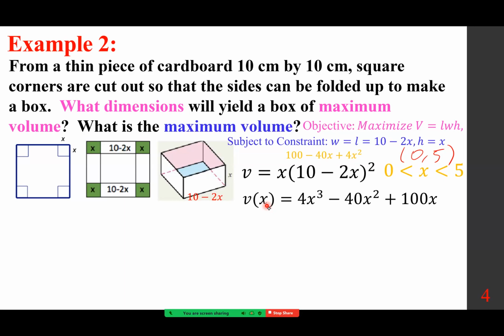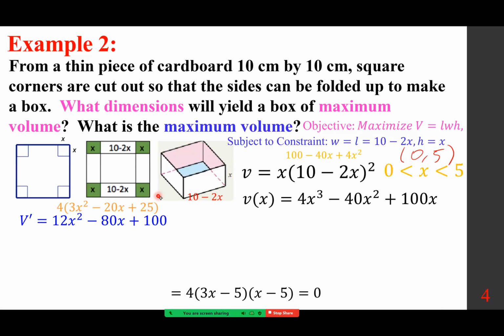We take the derivative. V prime of x, or simply V prime, is 12x squared minus 80x plus 100. Since we want to set this equal to 0, we need to factor. So let's factor the 4 out. Clearly, 4 is in common. Number 3 is a prime number, so it's 3 times 1. And then 25 is the product of 1 and 25, or 5 and 5, both of them the same sign. We end up with the following: 4 times (3x minus 5) times (x minus 5).